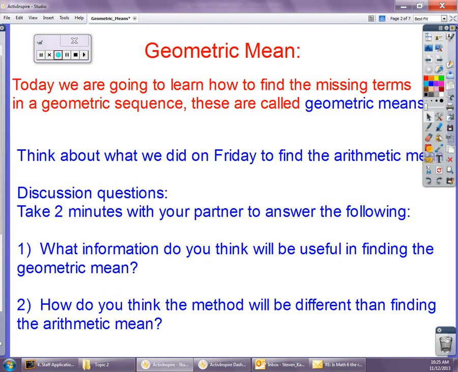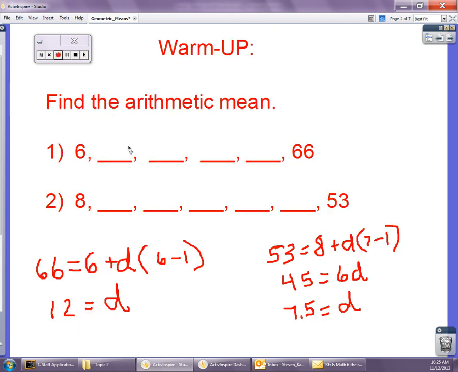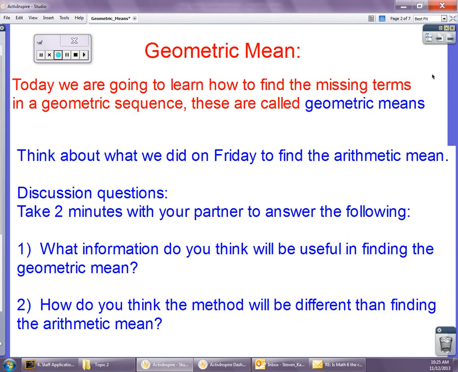So today we're going to go ahead and learn about geometric mean. Geometric mean is where you're able to find missing terms in between, just like what we did here, but instead of it being an arithmetic sequence, it's going to be a geometric sequence.